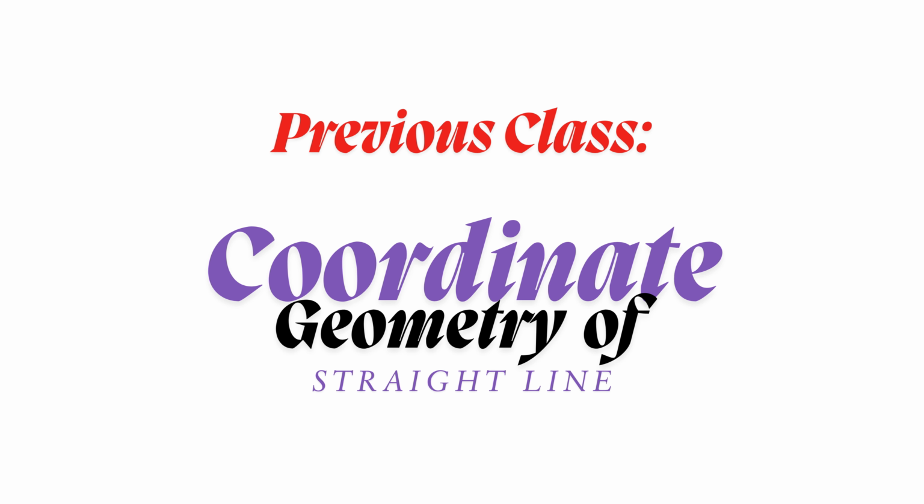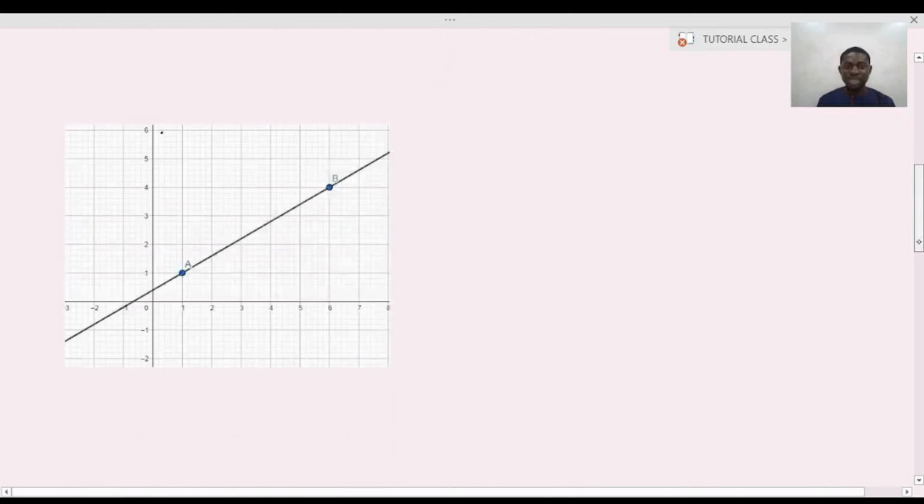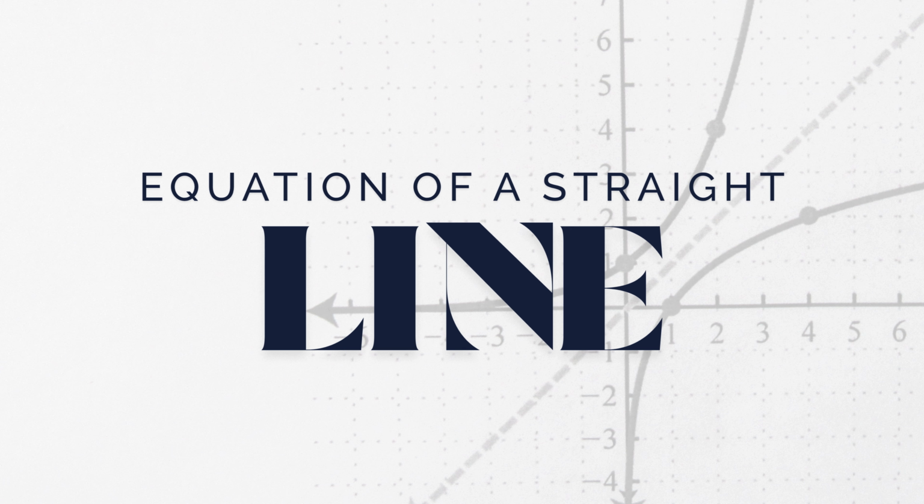In our last maths class, we discussed the concept of coordinate geometry, where we looked into how to determine the gradient of a straight line. So in today's class, we are going to be looking at the equation of a straight line.